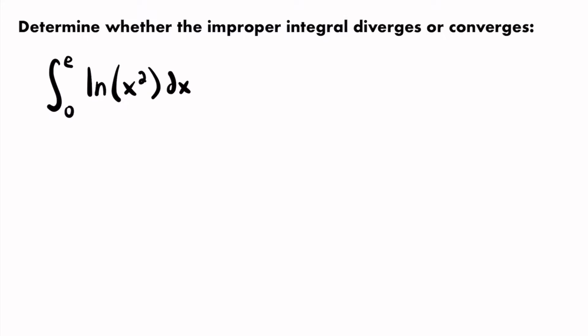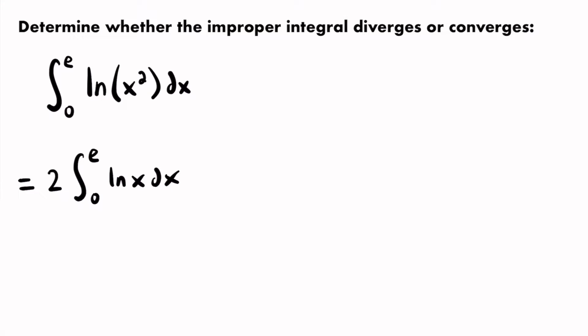So here's the first thing I'm going to do. I'm going to rewrite the integral like this. We'll have the integral from 0 to e of 2 times the natural log of x dx. But then in addition to that, I'm also going to move that constant multiple of 2 outside of the integral. All right, so I'll rewrite it like this. We'll have 2 times the integral from 0 to e of the natural log of x dx.